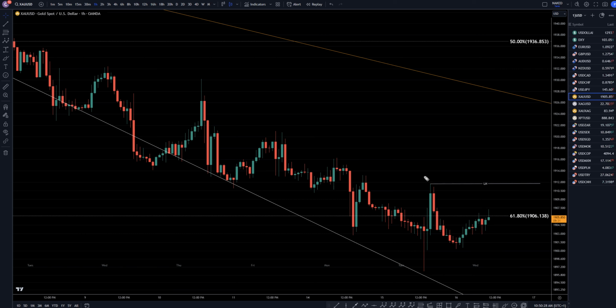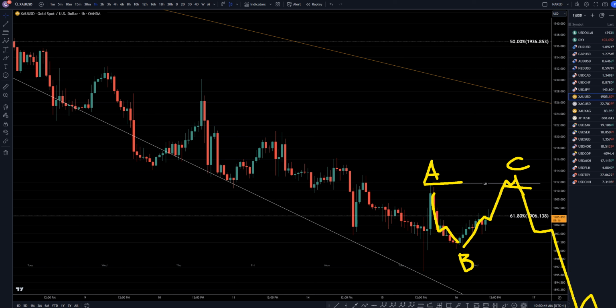Now, like I was showing on the 4 hour, I think it's actually pretty obvious and pretty likely that this is a wave A, this is a wave B, and that this is actually going to go up more for a wave C. Probably will go up and break this high and then turn down, break structure, and end up continuing the downtrend from there.